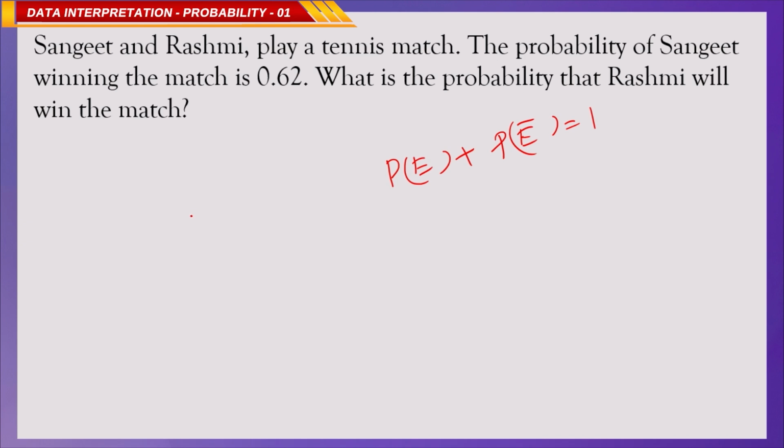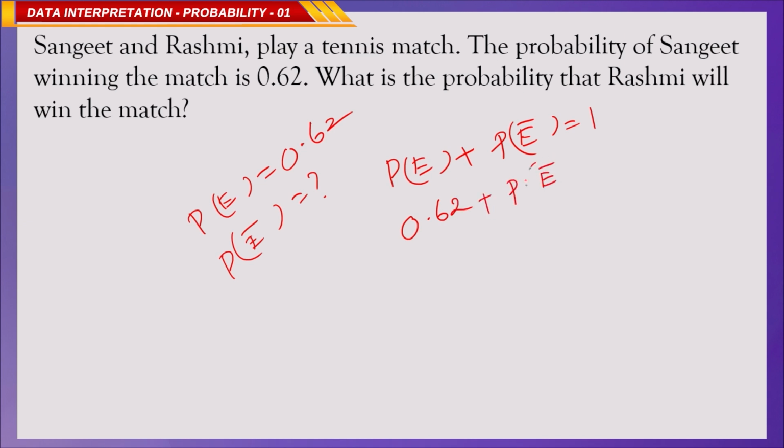So what is the given information? P of E is given as 0.62, and you have to find P of E bar. So 0.62 plus P of E bar is equal to 1, or P of E bar is equal to 1 minus 0.62, which is 0.38. So the probability that Rashmi will win the match is 0.38. You can say that is the answer.